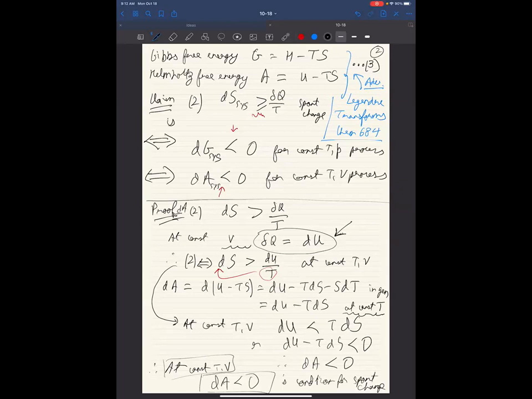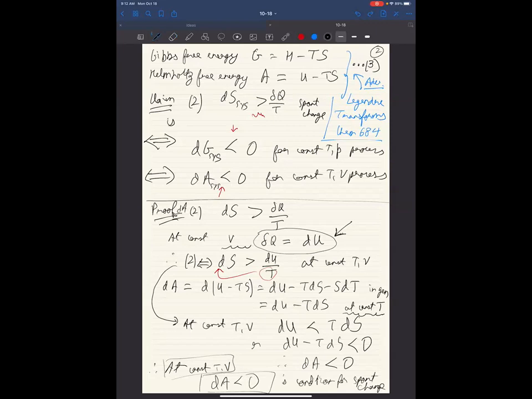So if I ask you the condition for spontaneous change, and you answer ds more than delta q by t, or you answer ds more than or equal to delta q by t, I would still give you full points. But if you said ds less than delta q by t, then I would not give you full points. I would give you probably negative points. Okay, it would make me very sad if you said that.